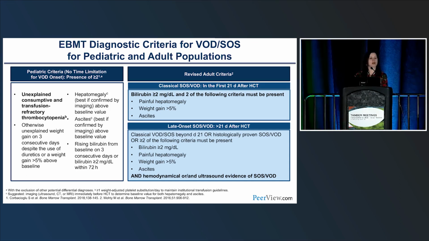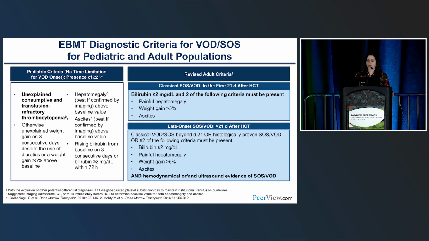Those platelets are low. How do I know it's that? But I think anyone who's taking care of patients on the floor, when someone's getting platelets more often than you would expect, more often than the other patients, to think about that child who you may need to transfuse multiple times a day or transfuse every day. Otherwise, unexplained weight gain on 3 consecutive days despite the use of diuretics, hepatomegaly, ascites, and increased bilirubin.